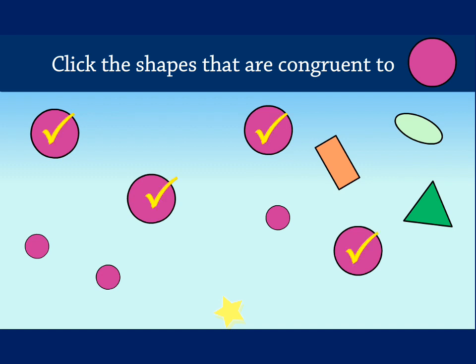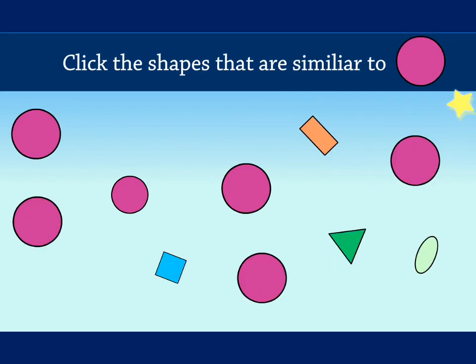Did you pick those 4? They are the only 4 that are the exact same size and shape. Now, which are similar to it? Remember, similar means they may be almost the same, but not exact. Pick the ones you think, and ready? Did you pick those 6? One of them was smaller, but still very similar.